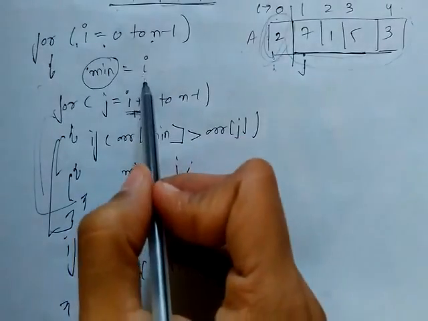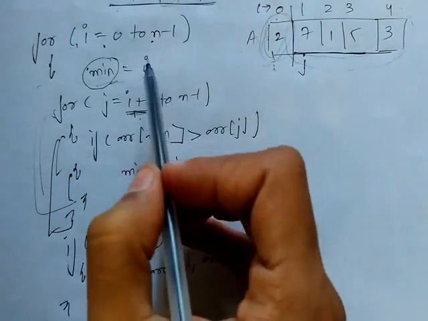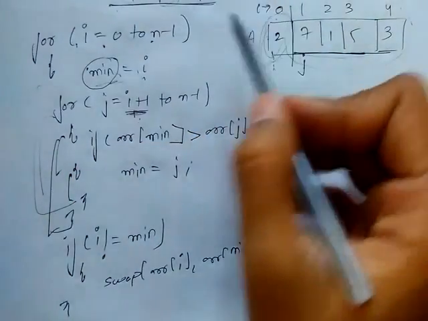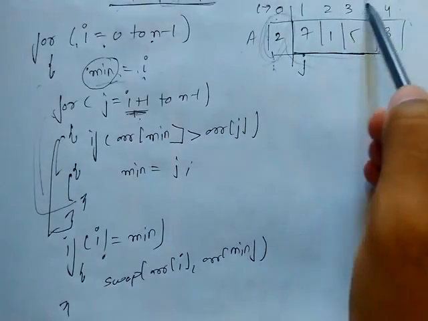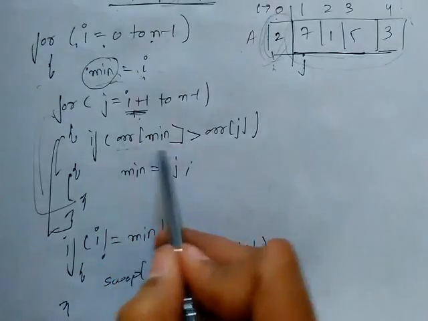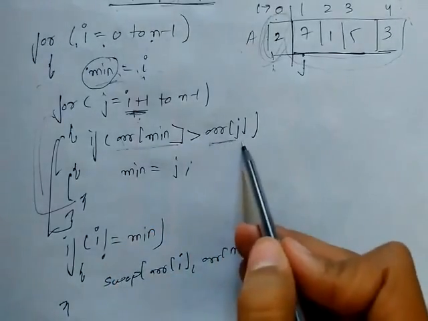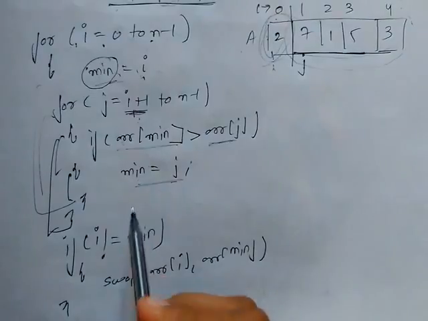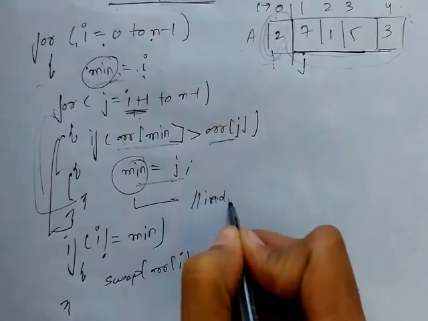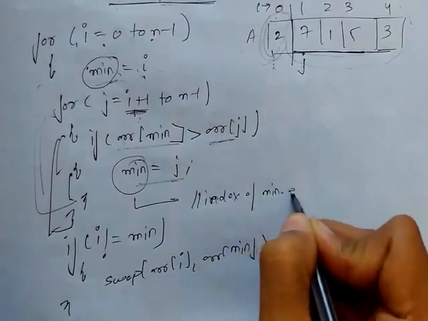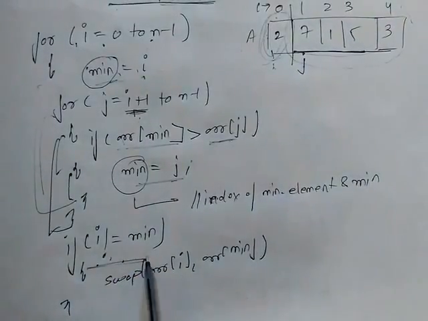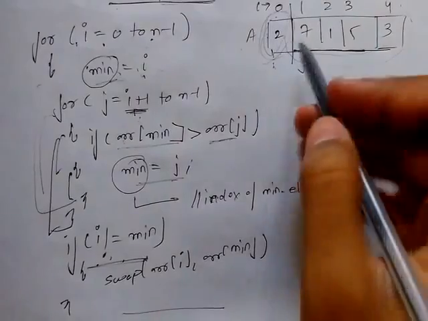Now I am giving minimum as the index. We are not sure what the index will be, so we will have to traverse through all the indices of the array. Now if array of minimum is greater than array of j, then j will be assigned to minimum, and we will get the index of the minimum element. And if minimum and i are not equal, then we swap.